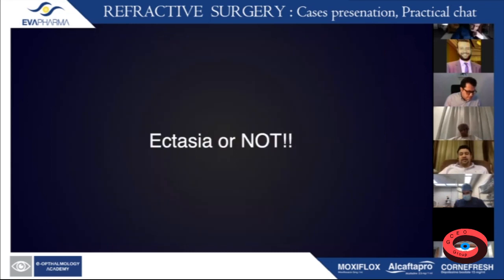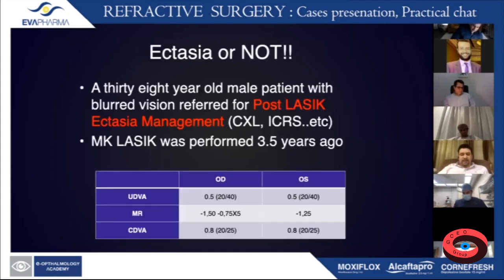Let's have a look at an interesting case I presented last week. Whether this is ectasia or not is what we will decide here.